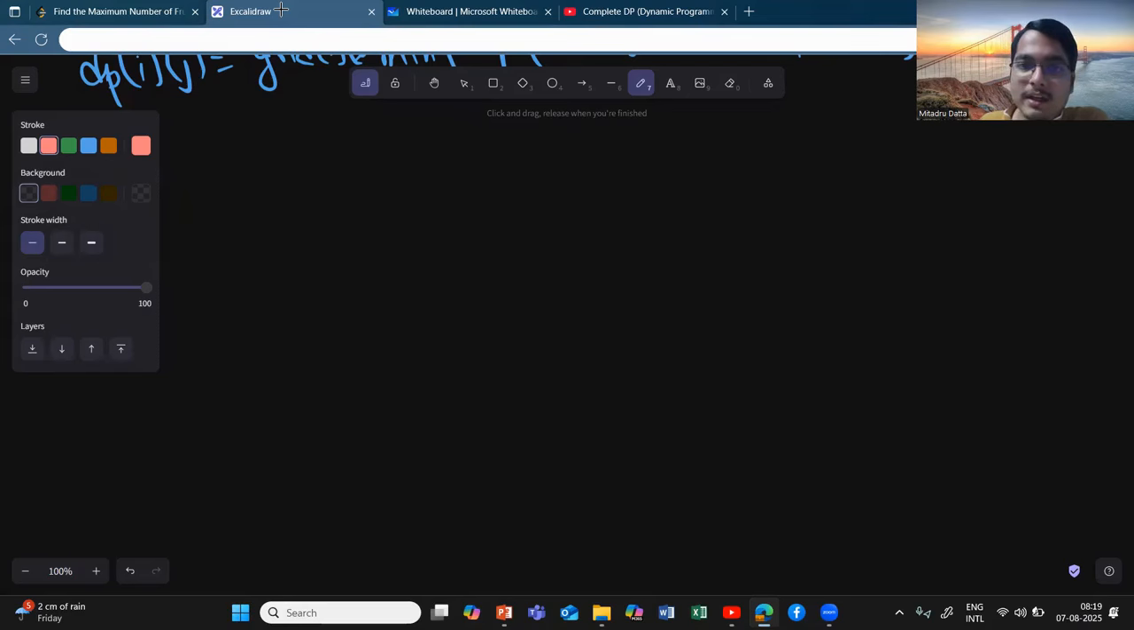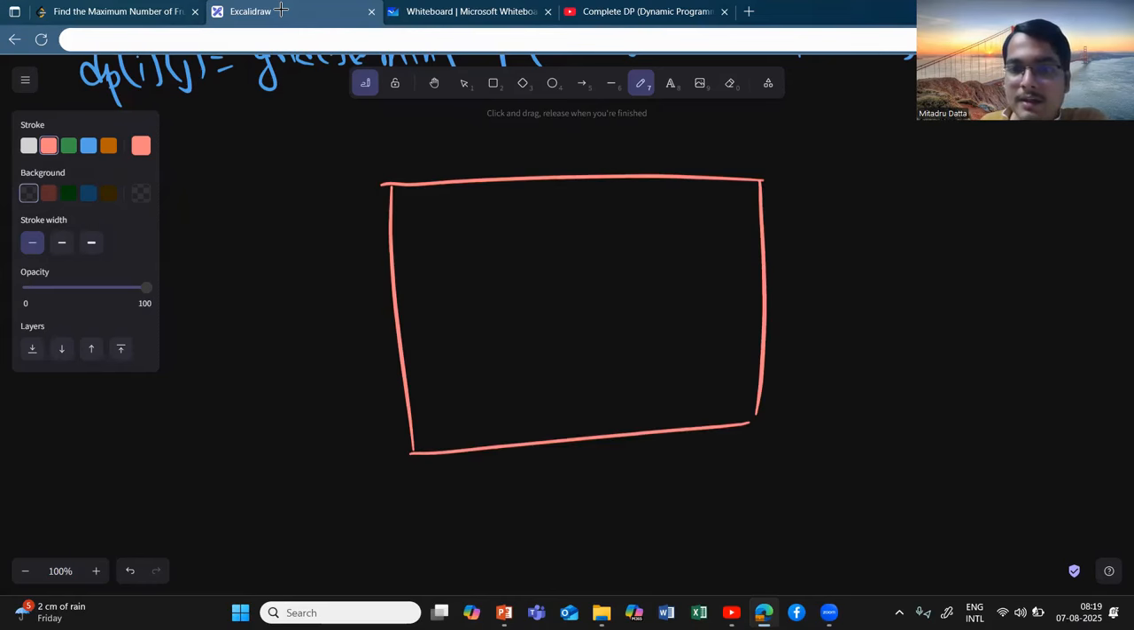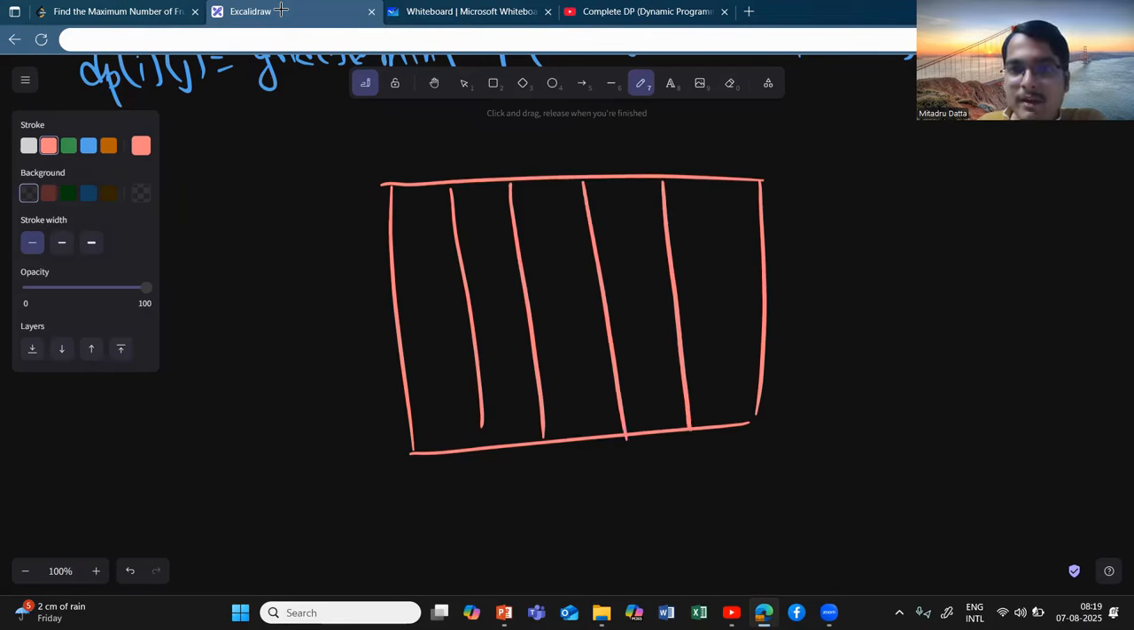So what is the case here is that you have a grid. Let's make a 5 cross 5 grid. For better understanding, let's make a 5 cross 5 grid.